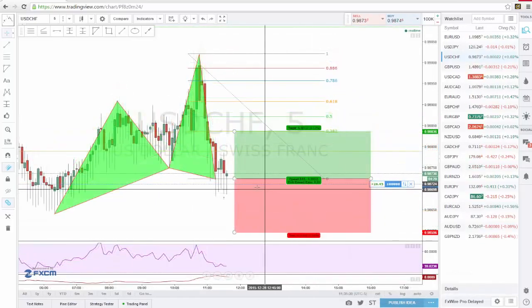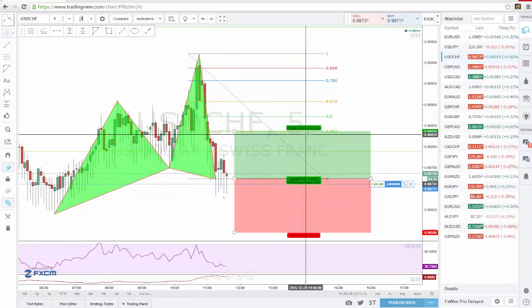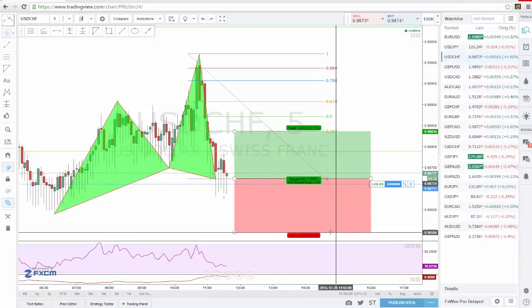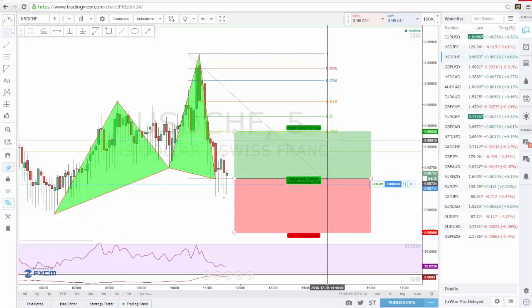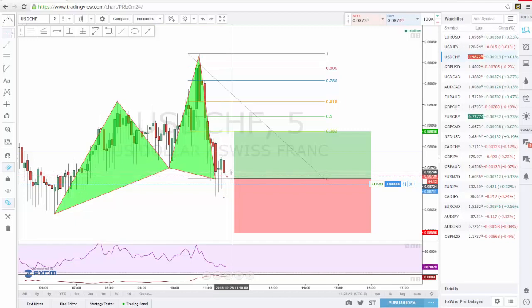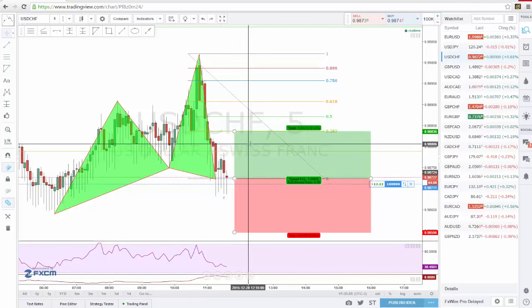So there we go guys, we've been filled on the dollar Swiss cipher pattern here. The next step I'm going to take is go ahead and place my stops and targets. Stops right down here and targets right up here, and we will see how this trade plays out. Right now bouncing around the entry, and hopefully we'll rally up a bit and come up here and hit targets.